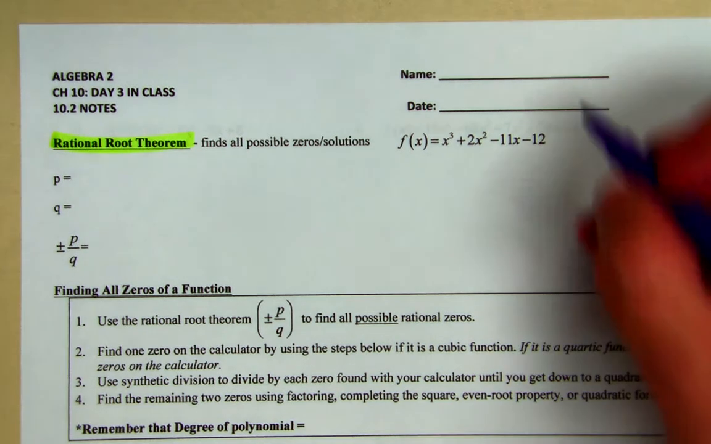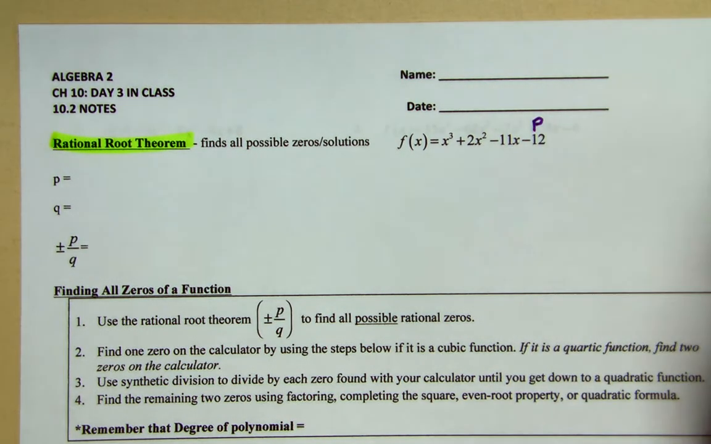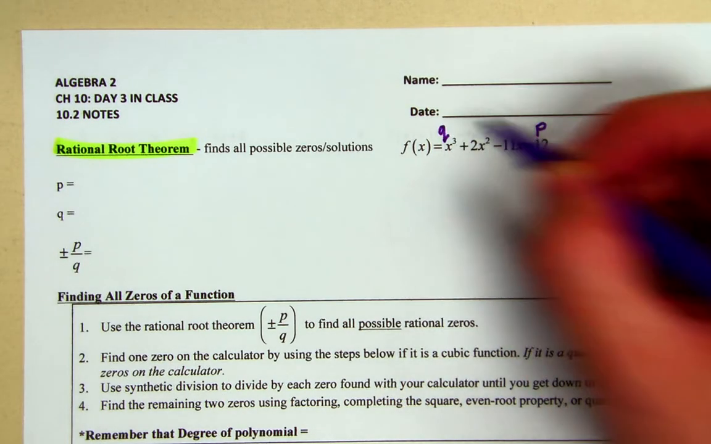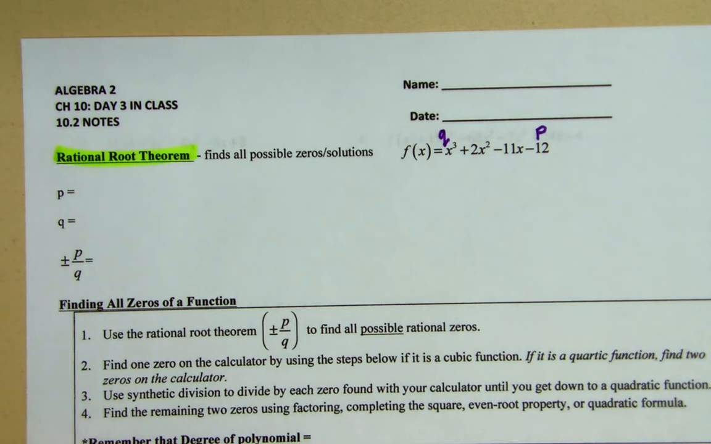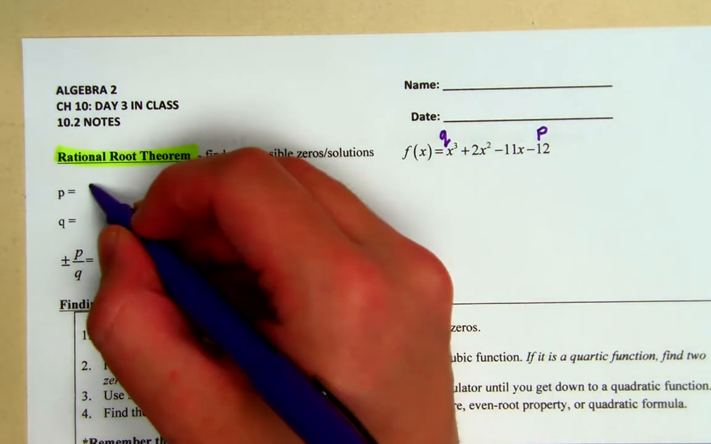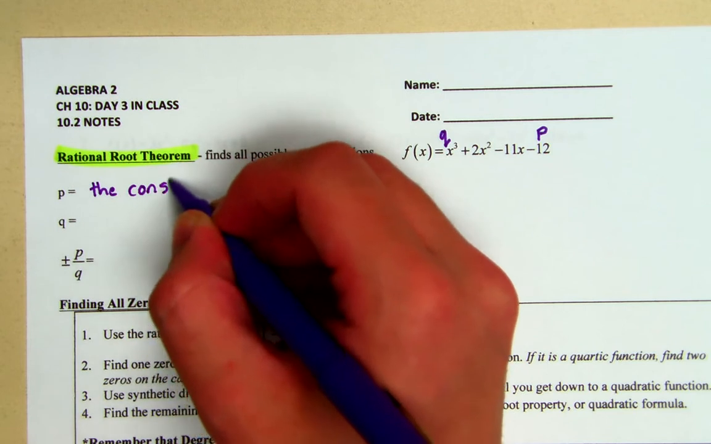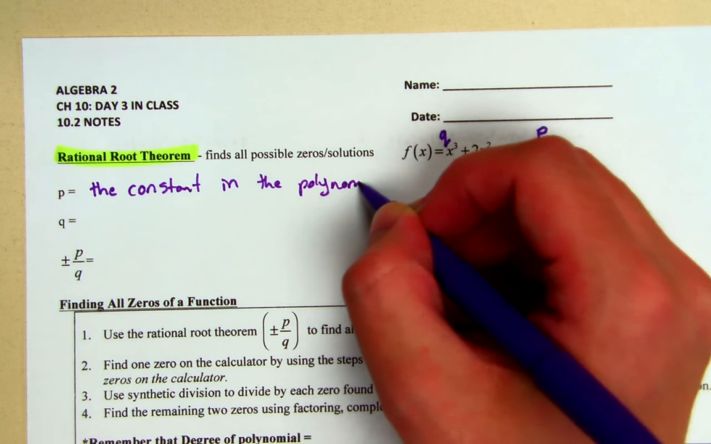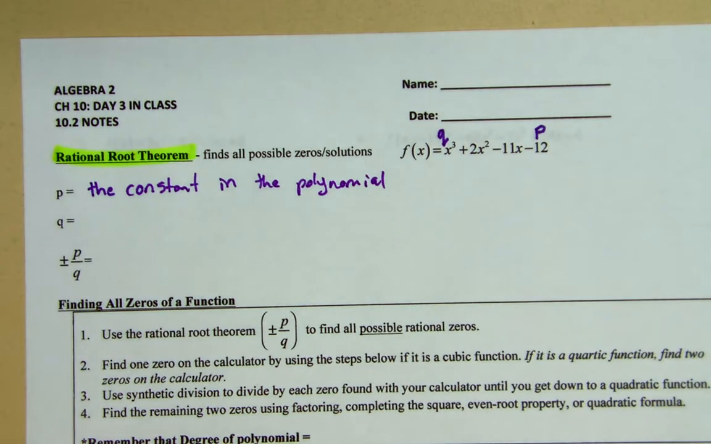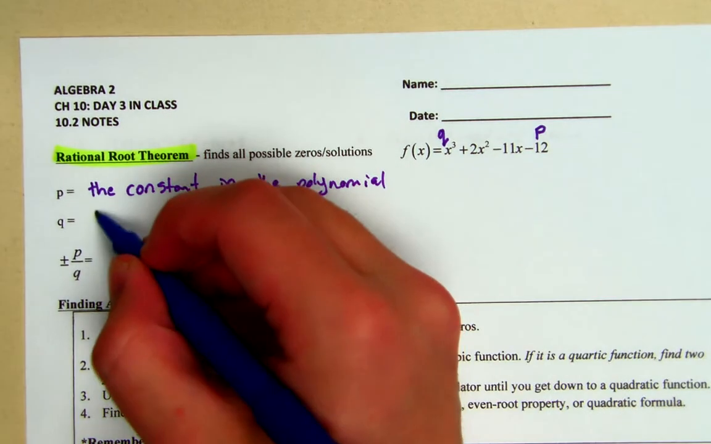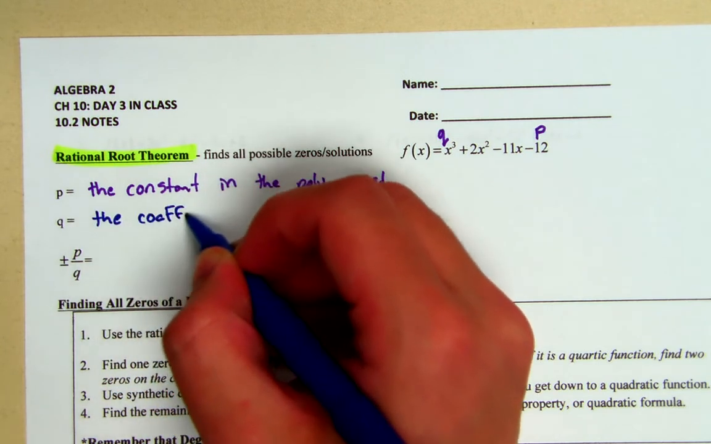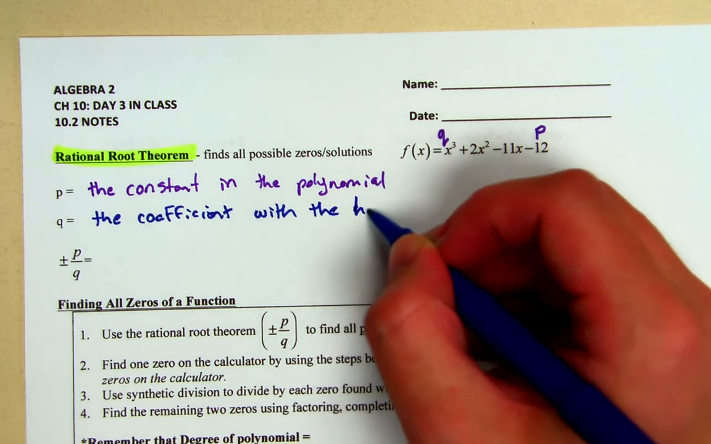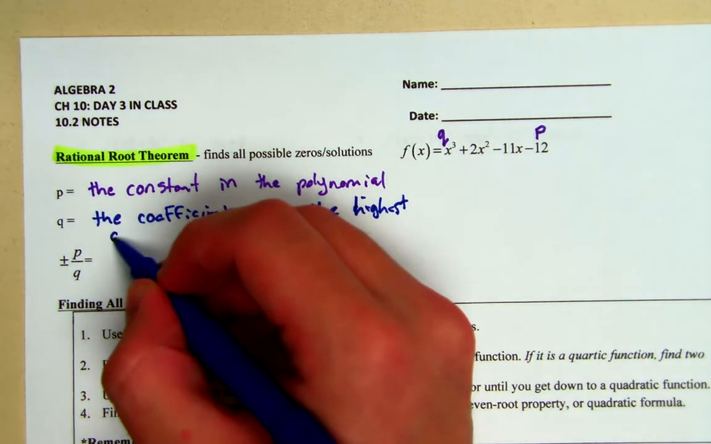Well, what does that mean? That's saying, hey, take the constant term, we're going to call that P. And we're going to take the leading coefficient, and we're going to call that Q. So P is the constant in the polynomial. Q is the leading coefficient, so it is the coefficient with the highest degree.